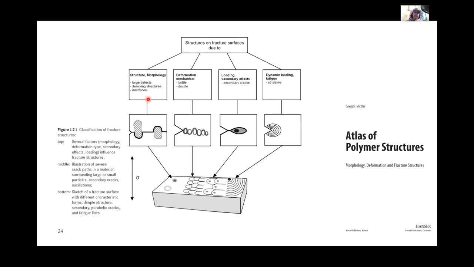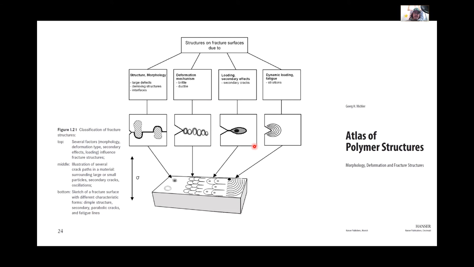The interface, again, matrix composite, matrix filler interface is what I'm talking about there. Deformation mechanism. So if it's brittle, is it ductile? I'll give you a little kind of preview. If it's brittle, it generally doesn't have that much plastic deformation visible on the fracture surface. If it's ductile, there is a large amount of plastic deformation.